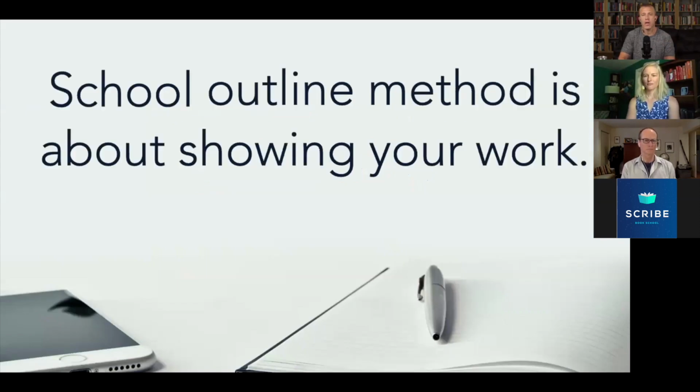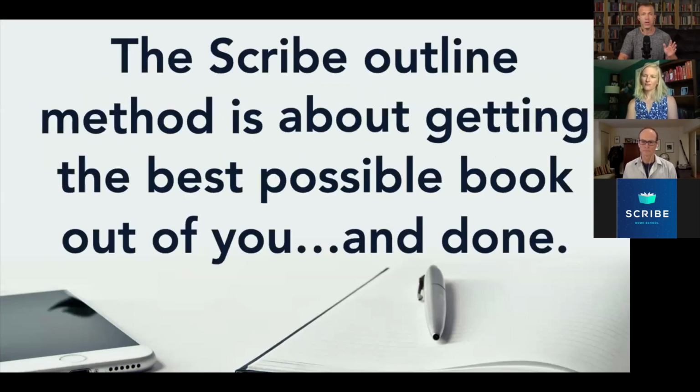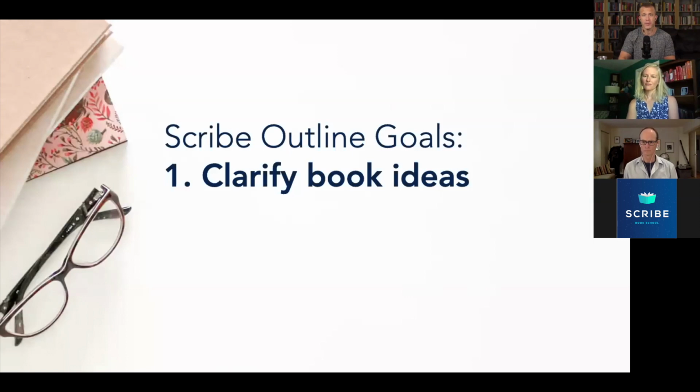The reason why is because the school outline method is about showing your work. You have to prove to your teacher that you know something so you get a grade. I don't care about that. Our outline method is about getting the best possible book out of you and getting it done. School's not about results. We're about results. That's what we measure ourselves on: whether you finish your book, and whether your book impacts people.